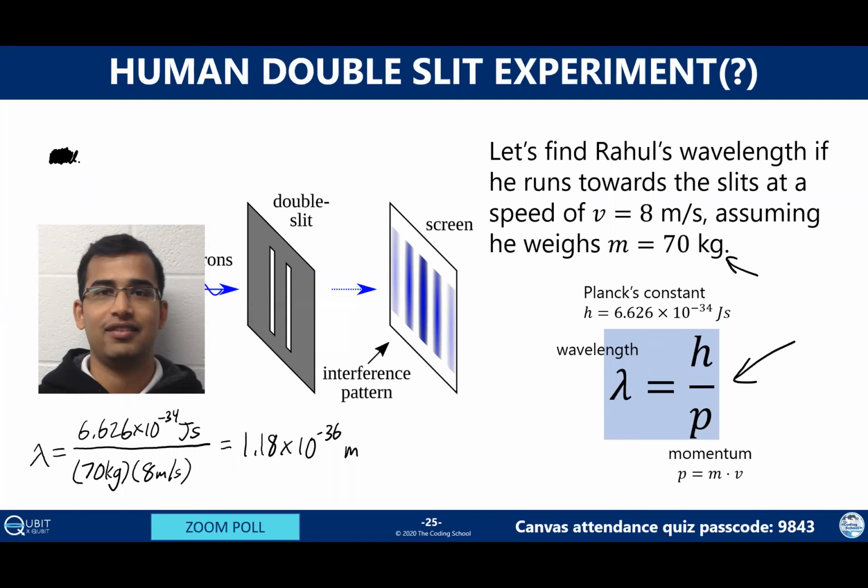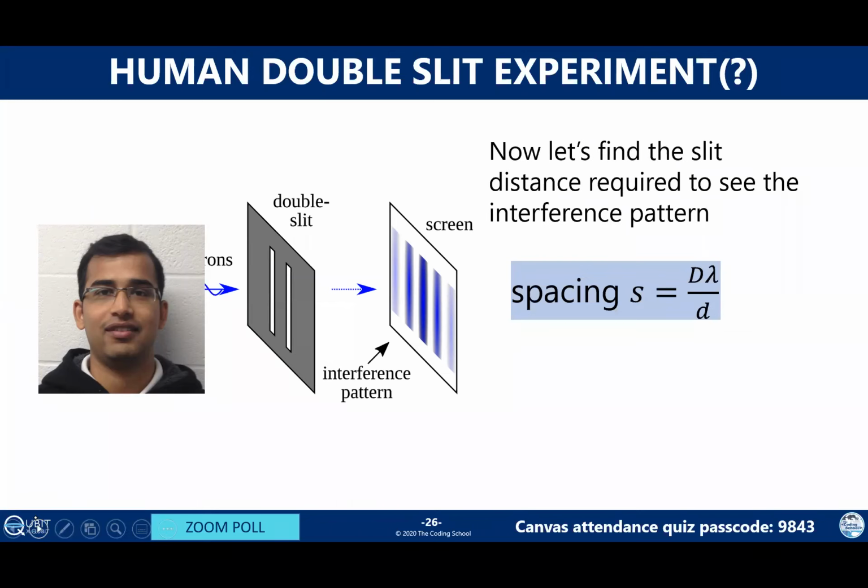Okay, so we promised to run Rahul through the double slit experiment. This was just step 1. Let's now move on to step 2. What is the slit distance? How close do these slits need to be if we want to actually see Rahul's interference pattern?